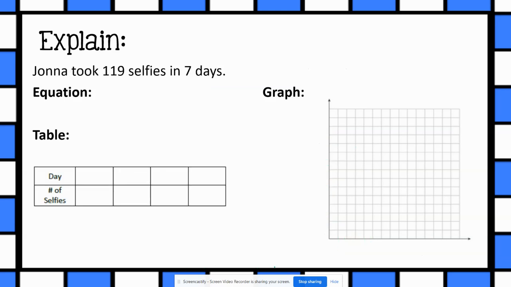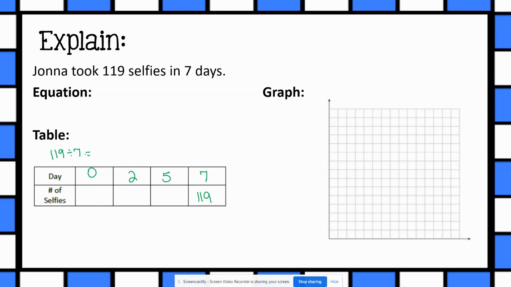For example 3, it says Janae took 119 selfies in 7 days. Well, I need to know how many she would take. Well, I know in 7 days she took 119. But how many in 0 days, or 2 days, or even 5 days? Well, to do this, I might want to find the unit rate. If it's 119 selfies in 7 days, then I'm going to say 119 divided by 7 to figure out how many she took each day.